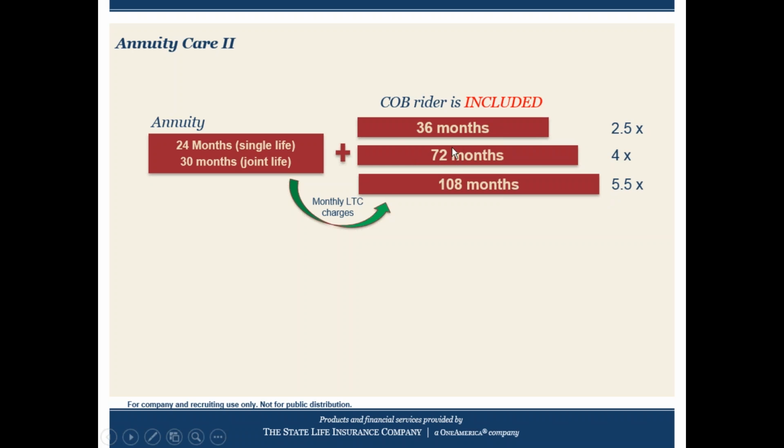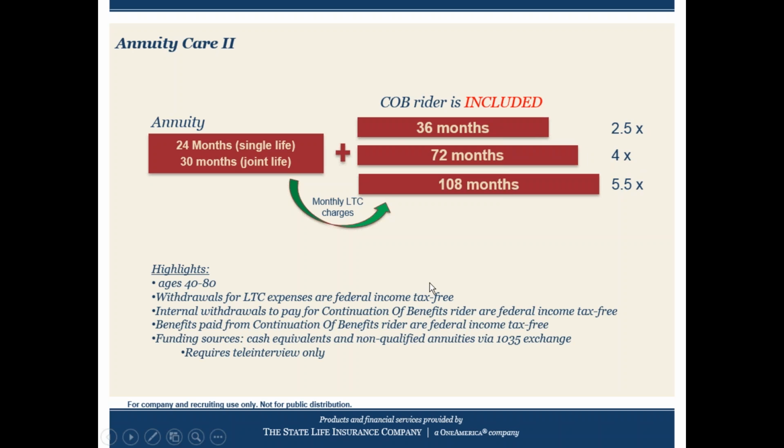And most of the time, you're probably going to go with the 72-month rider. It just neatly falls right in the middle. The monthly charges aren't that bad, and 4 times is just such a nice number. I mean, look at the values on this. I'll show you on an illustration. This, by the way, goes up to the age of 80. That's what we'll write up to that age.